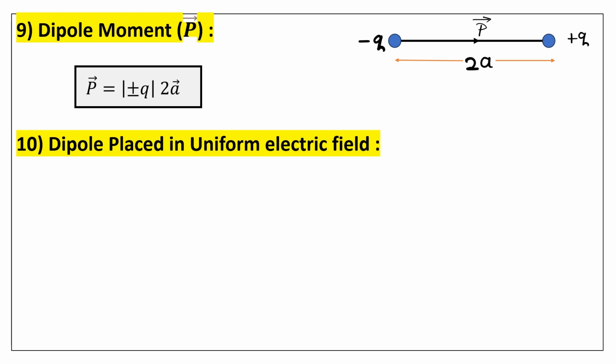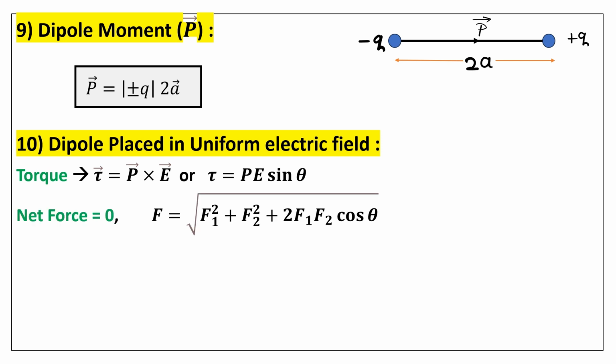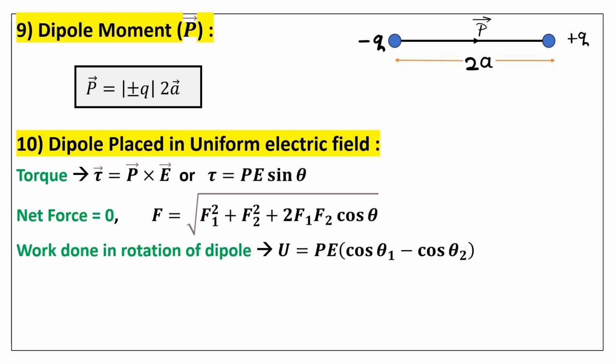10. Dipole placed in uniform electric field. Torque. Tau is equal to P cross E. Net force is equal to 0. F is equal to square root of F1 square plus F2 square plus 2 F1 F2 cos theta. Work done in rotation of dipole. W is equal to PE into bracket cos theta 1 minus cos theta 2. Electrostatic potential energy. U is equal to minus P dot E.